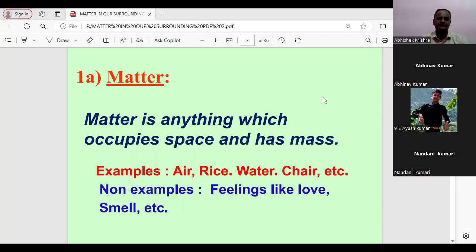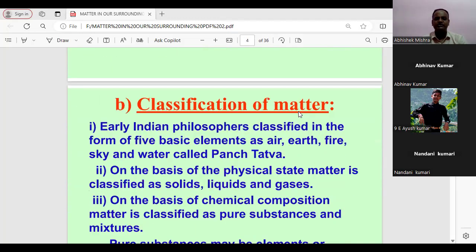Before going into the features or the characteristics of the particles of the matter, let us first discuss the classification of matter.